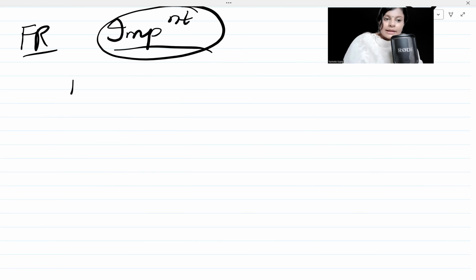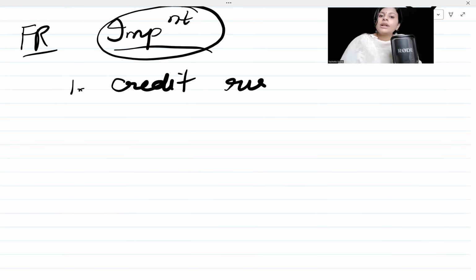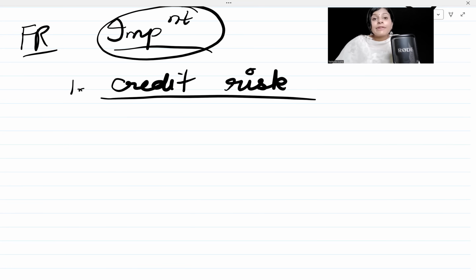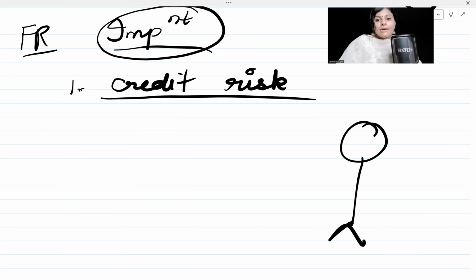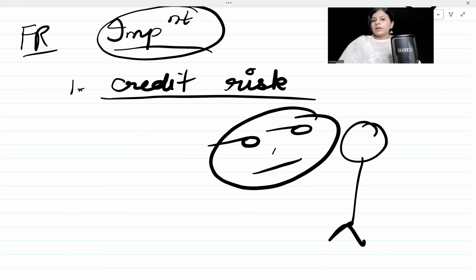Term number 1, credit risk. This credit risk is the risk of non-repayment. What if people don't repay? I've given a loan to someone. What if they don't repay? I will be screwed. So for that matter, if this is the person to whom I have given a loan, I will always keep a skeptical eye on this person. Isn't it? Try giving even the slightest amount of money to your friend. You'll always keep a skeptical eye whether this person is going to repay me or not.